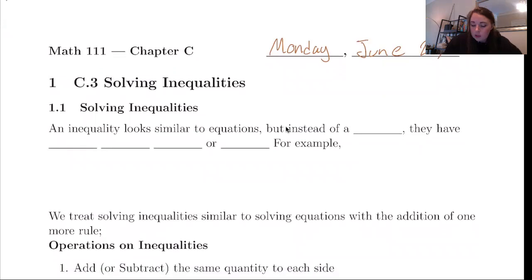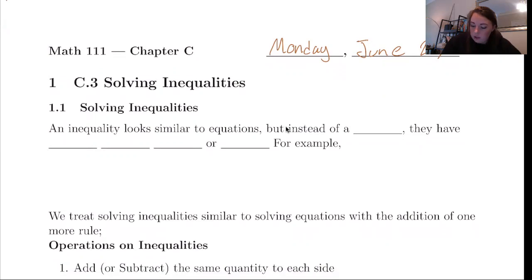Alrighty. So we've talked about solving linear equations, power equations, and then C2 was all on solving quadratics. And we had a lot of practice and a lot of different ways to solve that. It was pretty fun. So now we're going to work on solving inequalities.